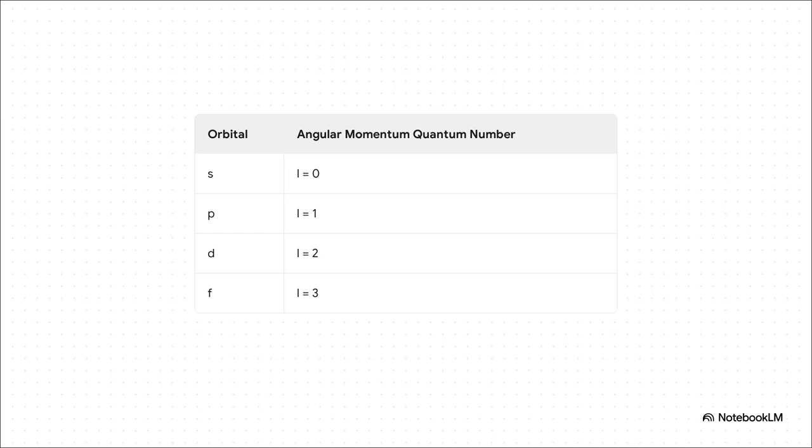Now, chemists have a shorthand for these shapes. An L value of 0 gives us a simple, spherical s orbital. An L value of 1 gives us a dumbbell-shaped p orbital. And as the numbers get bigger, the shapes get even more complex, and we call them d and f orbitals.